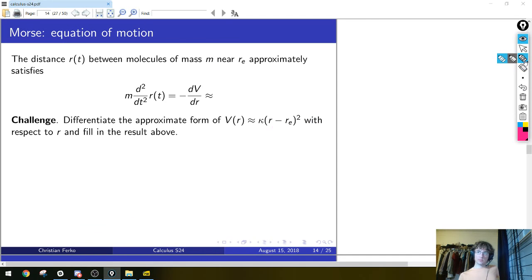What I will ask you to do is, if you assume this equation is given, we want to calculate the thing appearing on the right side, minus the derivative of V with respect to r, where V is given by kappa times (r minus r sub e) squared. What is the derivative, or minus the derivative, of that function V with respect to r? And I'll emphasize again, when you differentiate, treat kappa and r sub e as constants, so you differentiate with respect to just r. What do you think?